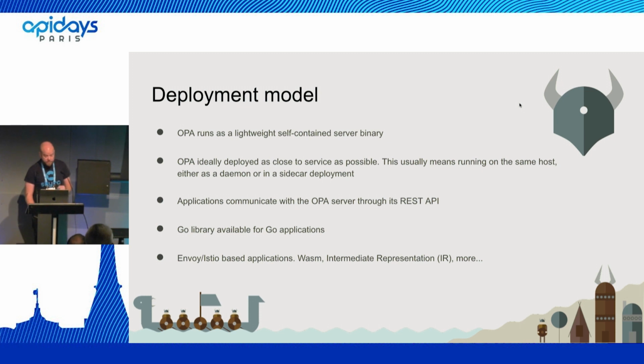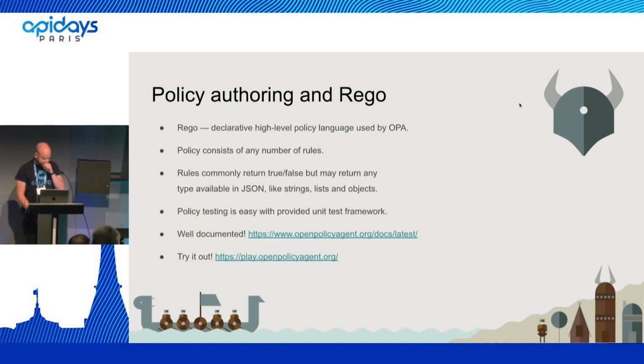And applications commonly communicate with OPA over its REST API, but there are more esoteric alternatives available as well. And as for policies, they're written in a declarative high-level language called Rego. A policy consists of any number of rules, just like a real-world policy. And I think we saw before that any request and response is any valid JSON object. So you can return Boolean values, you can return strings, objects, and whatnot.